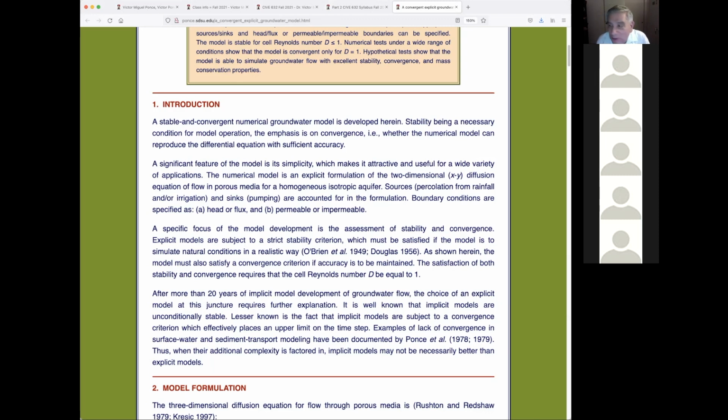So anybody can do it. This is the poor man's, if I may say so, the poor person's groundwater model. Anybody could do it. Really, anybody could do what I'm going to present here today. A significant feature is its simplicity, which makes it attractive and useful for a wide variety of applications. It's an explicit formulation of the two-dimensional diffusion equation of flow in porous media for a homogeneous isotropic aquifer.